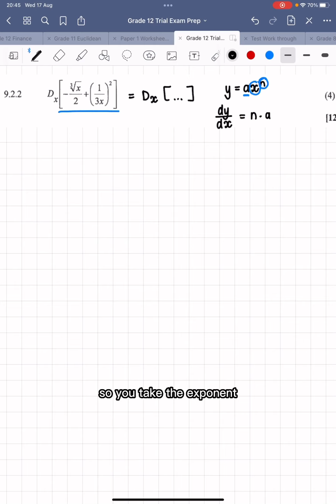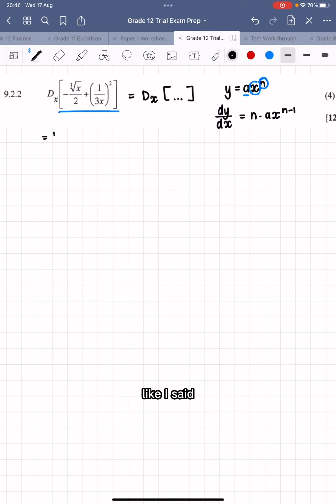So you take the exponent, you multiply it by the coefficient of x, then you're going to have your same x, and then the new exponent is going to be 1 less than the original one. So your exponent is going to become n minus 1. So we need to write both terms in this expression in that form.